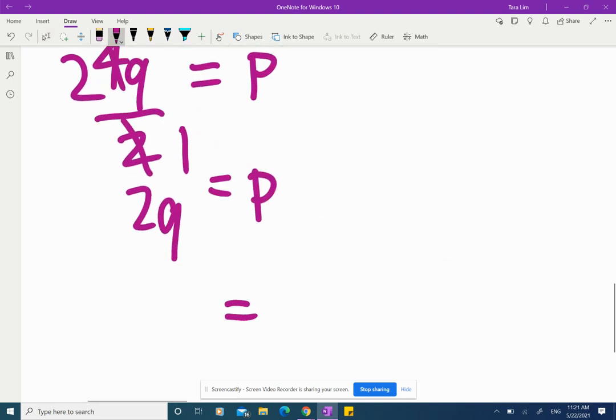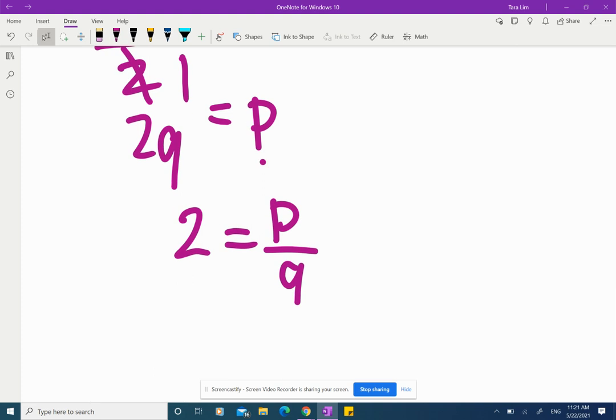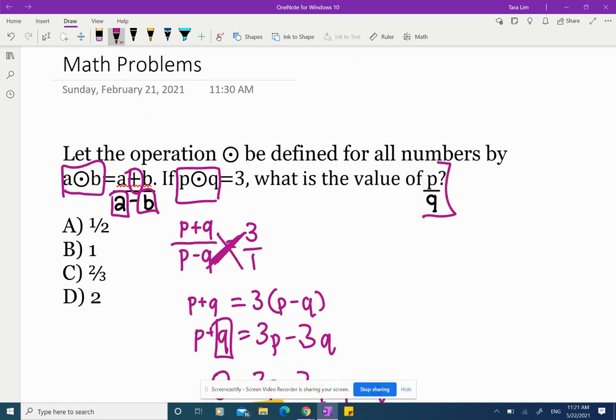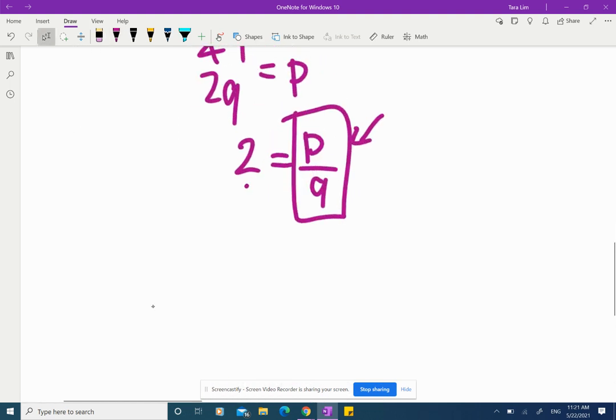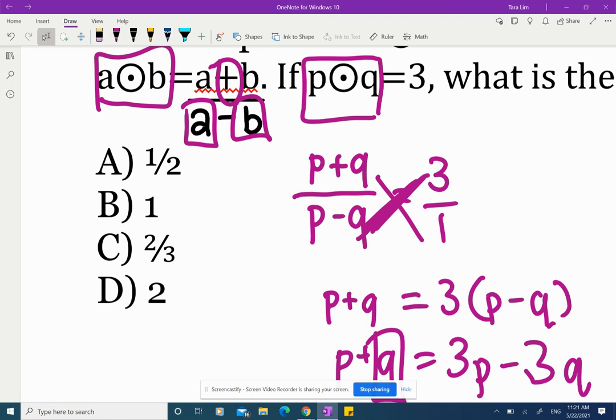Now you want to know what is p over q. So p divided by q. Because on this side, 2 and q are multiplying each other, when we move to the other side, it's the opposite, which is division. So that leaves 2. So p over q, this is exactly what the question is asking for. What is the value of p over q? And p over q is equal to 2. So the correct answer for this question is D.